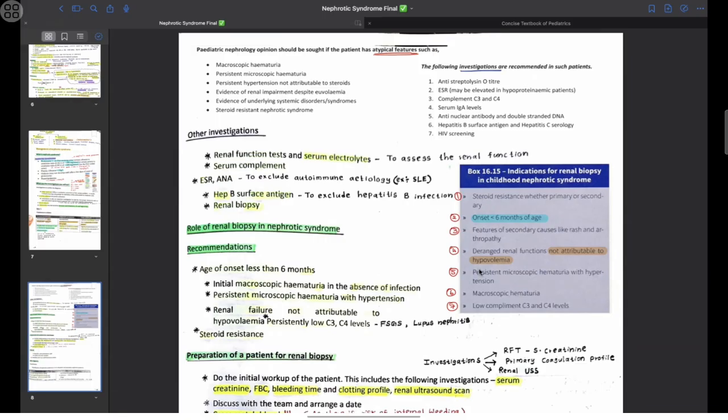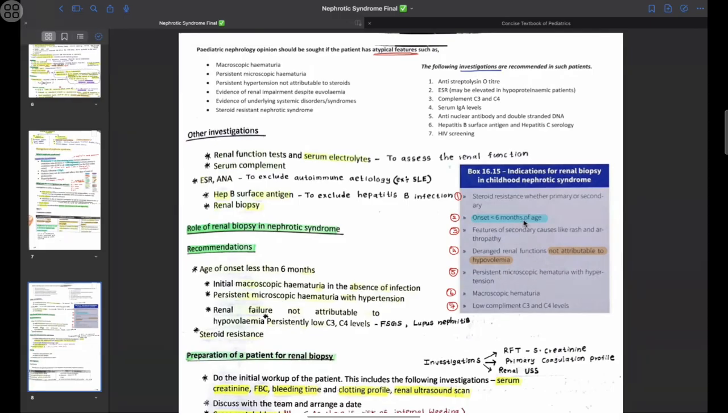But if you go through these indications, there is nothing to say that this child needs a renal biopsy at this stage. So I said no, there is no indication for this child to do renal biopsy at this stage, unless the child develops steroid resistance as it goes. This child does not need renal biopsy at this stage. Just because there are a lot of other things that are there doesn't necessarily mean that you need to do renal biopsy, unless these features are there.